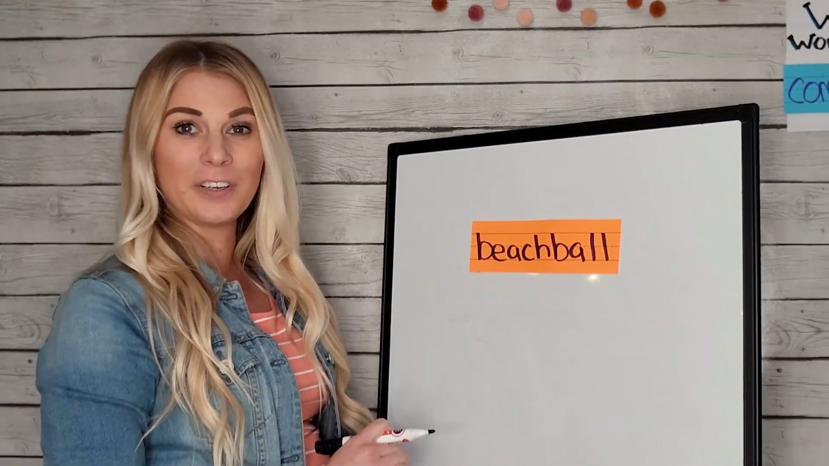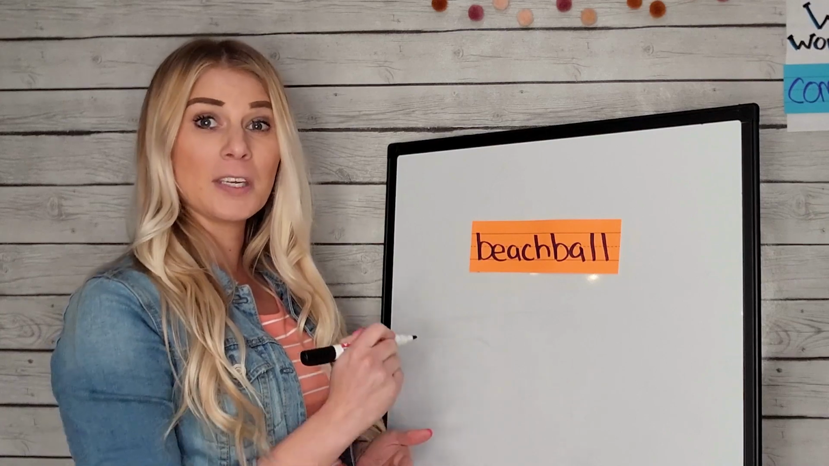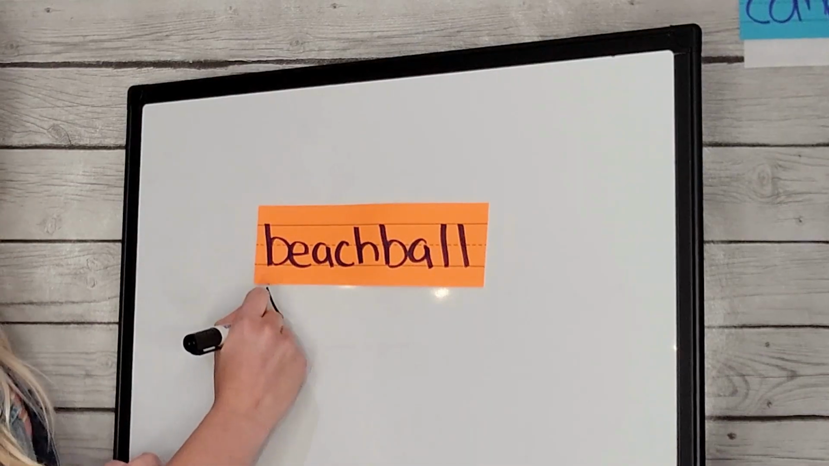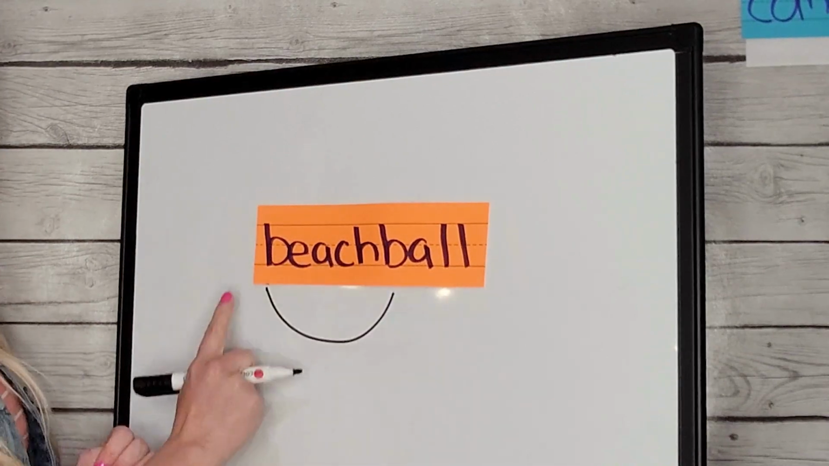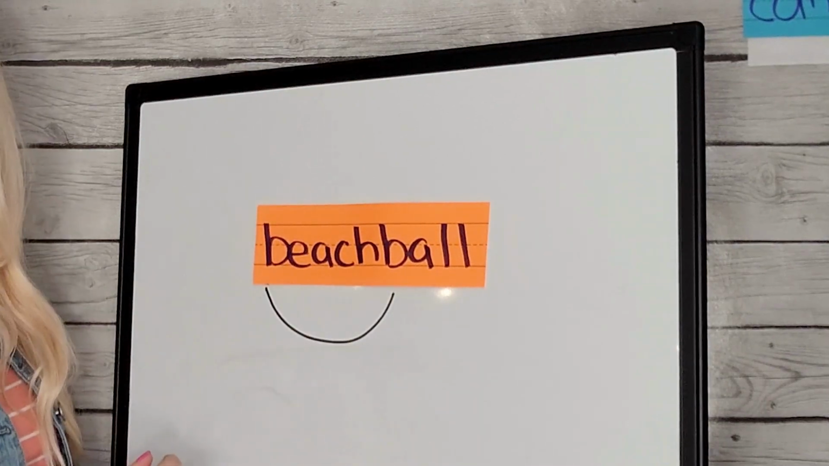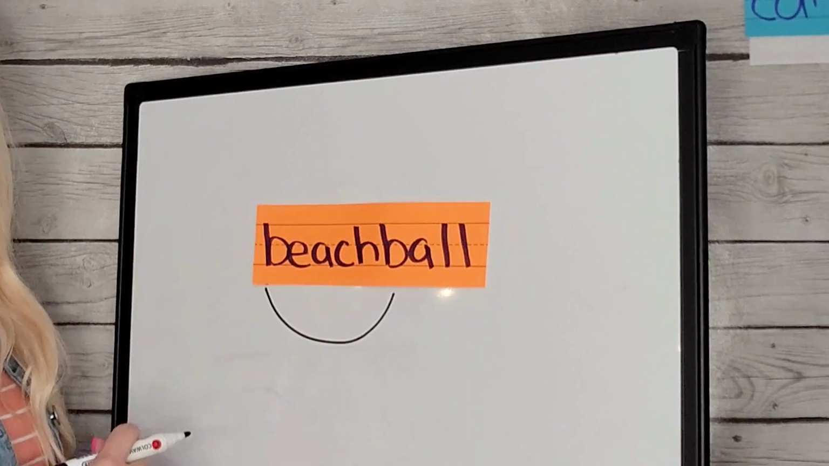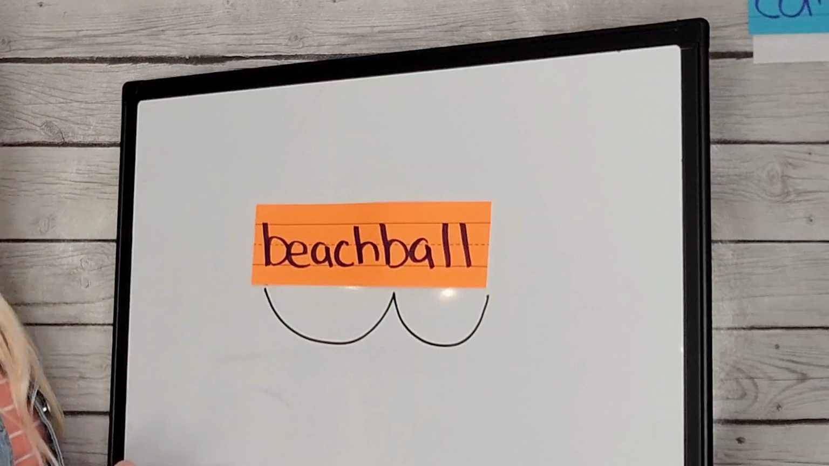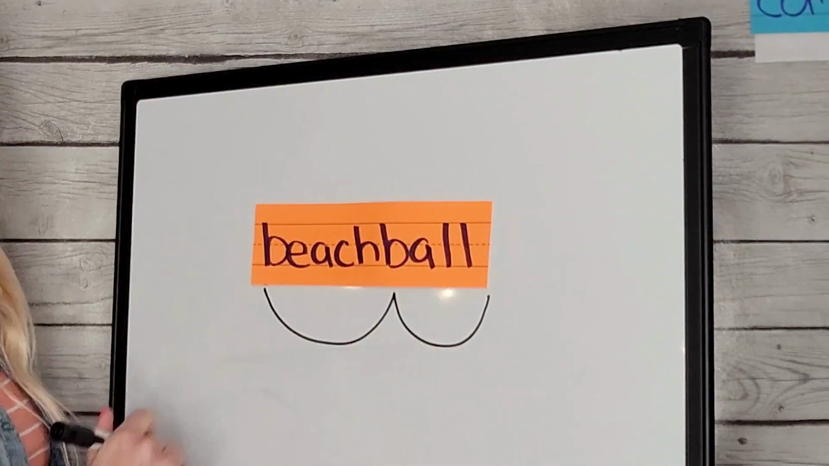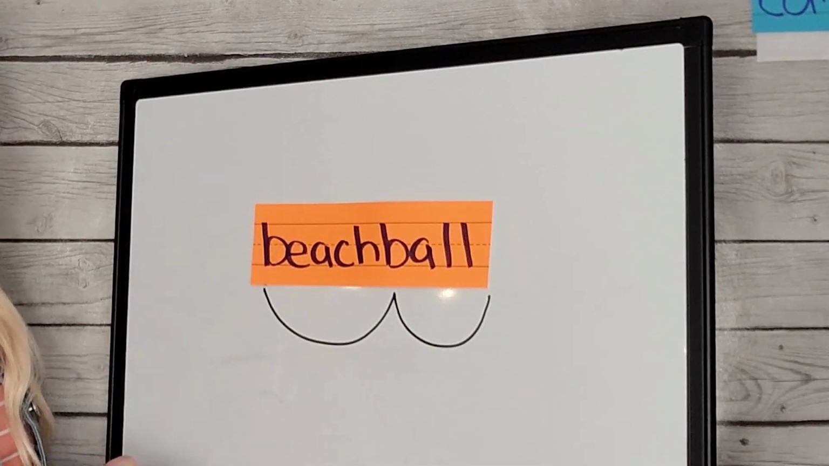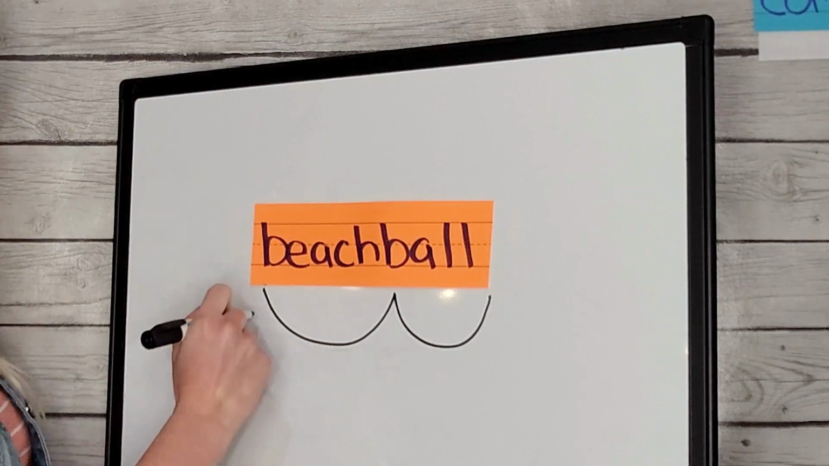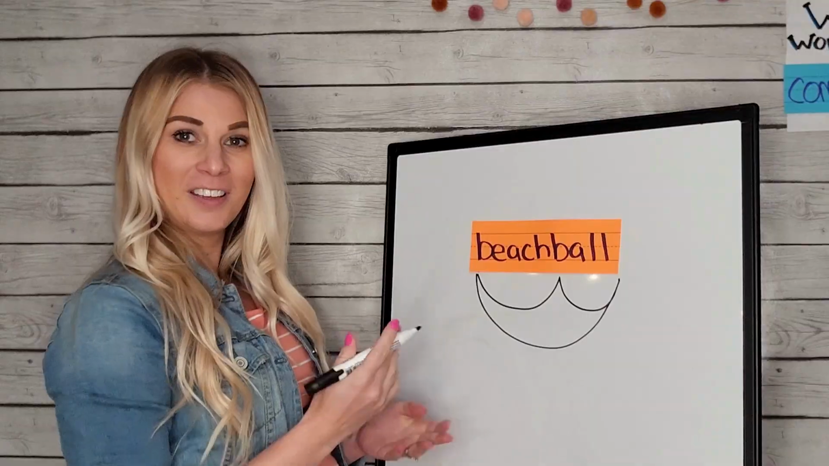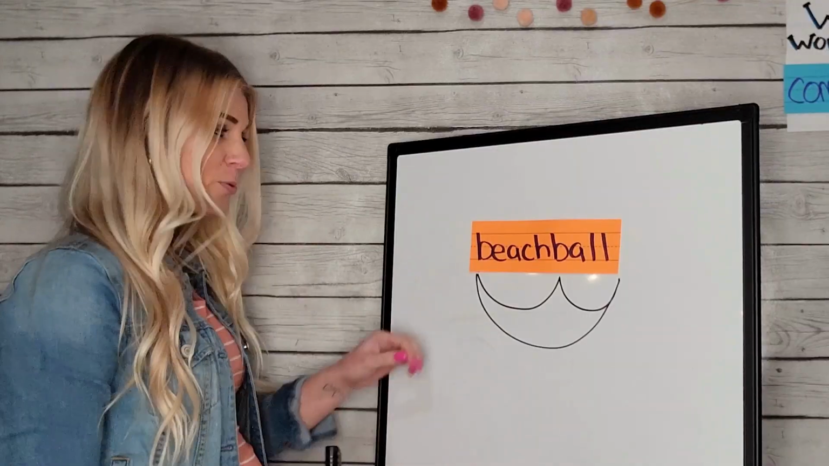Here's our second word. Just like before, I'm going to slide until I see the end of my first word. My first word looks like beach. Now I'm going to slide until the end of my second word. My second word is ball. Now I'm going to slide both of these words together to make my compound word. Beach ball. Great job, readers. Here's our next word.